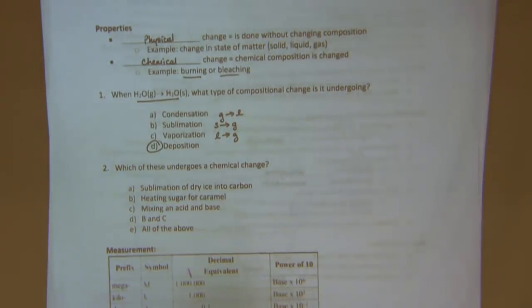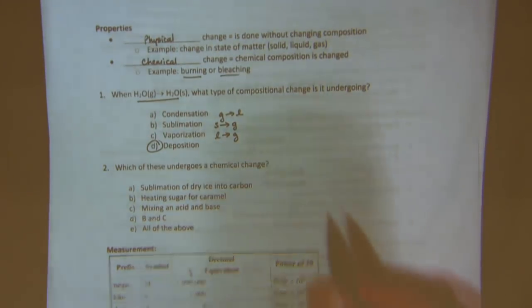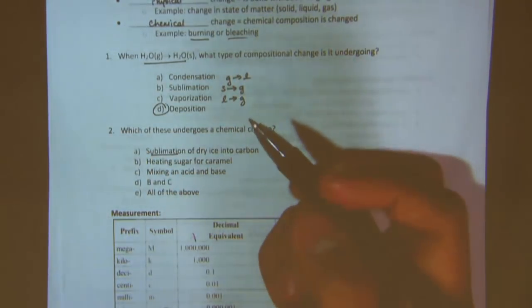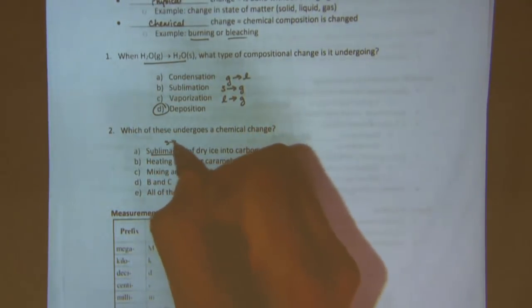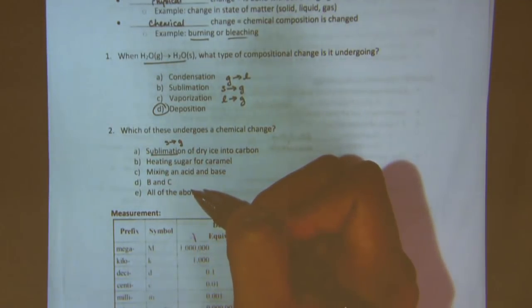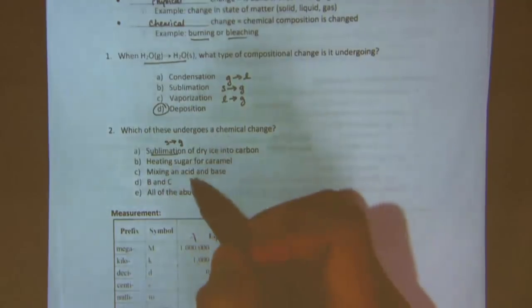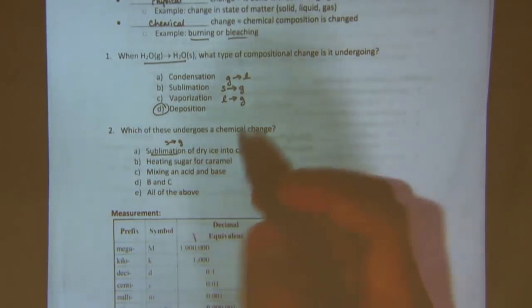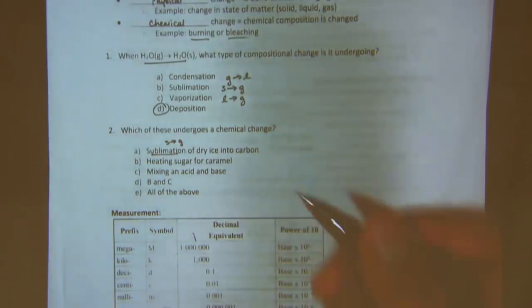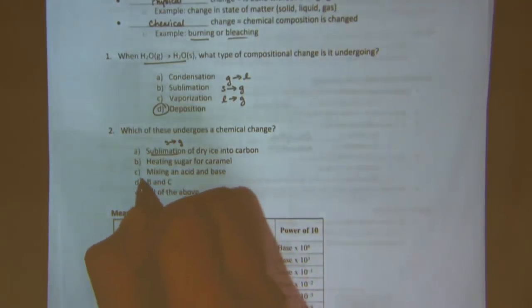For number 2, which of these following undergoes a chemical change? So we would have sublimation, which is just as we described from solid to gas. So that's just a physical change. Heating a sugar into caramel. Sounds good. And then we also have mixing an acid and base, which is a neutralization reaction. So these two are actually chemical reactions in which the compound is changed. So our answer should be D.